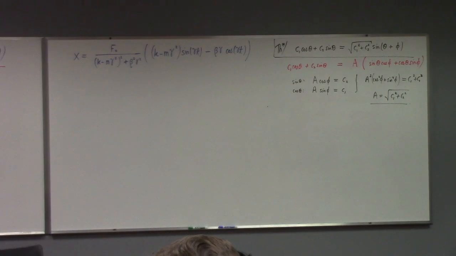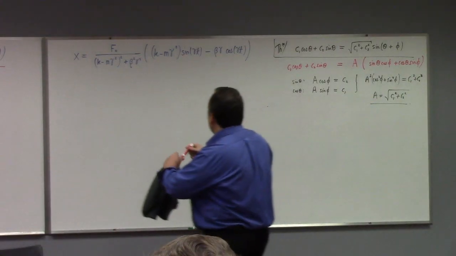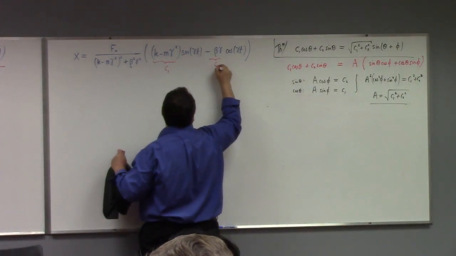Of course, there still begs the question, am I sure that I can rewrite a sum of a sine and a cosine as a single shifted sine? Well, yeah, this algebra bears that out. So let's put that into practice for my formula. You see what I got here? This is C1. This over here is C2.